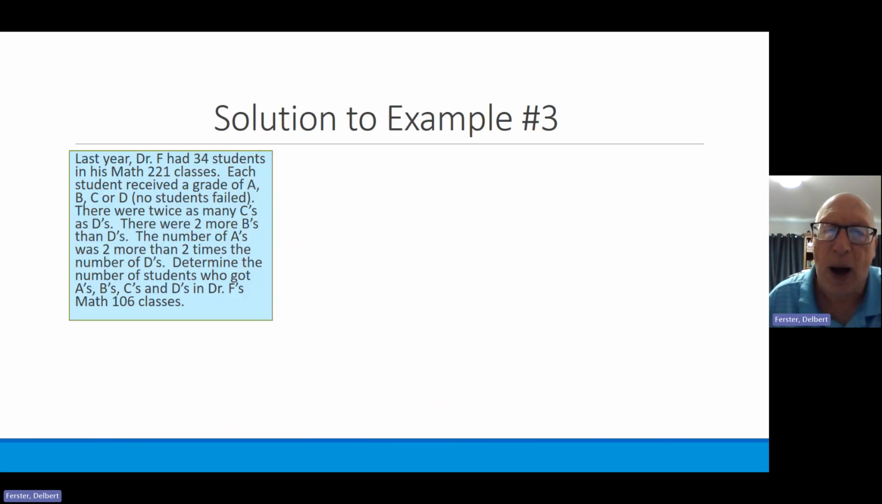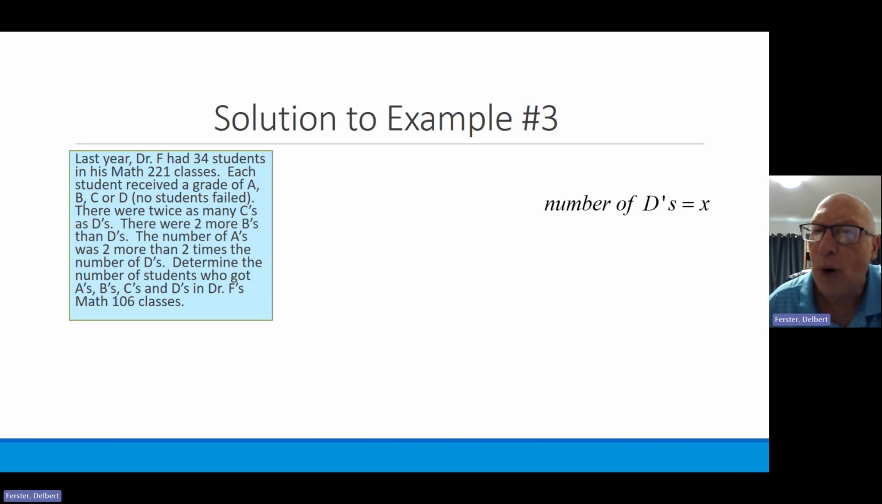So again, there's the blue text box to help us out. All right, you read along with me here. A's seems to be based on D's. The number of A's is 2 more than 2 times D's. If you go all the way back earlier in the problem, there were twice as many C's as D's. So C's is based on D's. There are 2 more B's than D's. So it looks like a lot of your grades are based back on how that number relates to the number of D's. So I might suggest we let X be the number of D's.